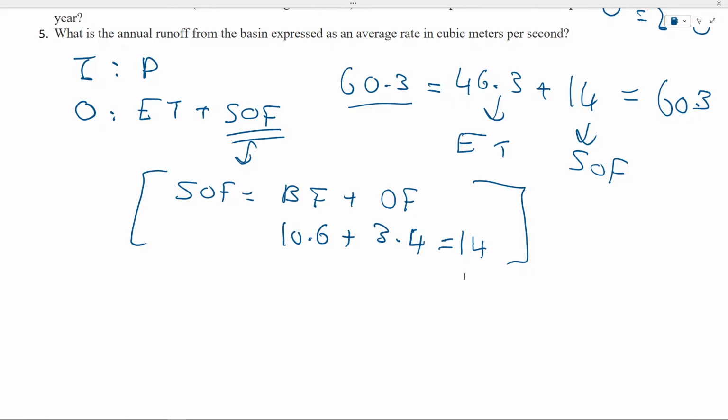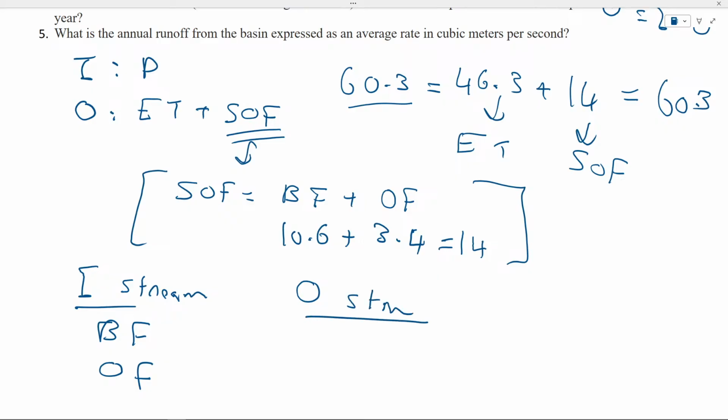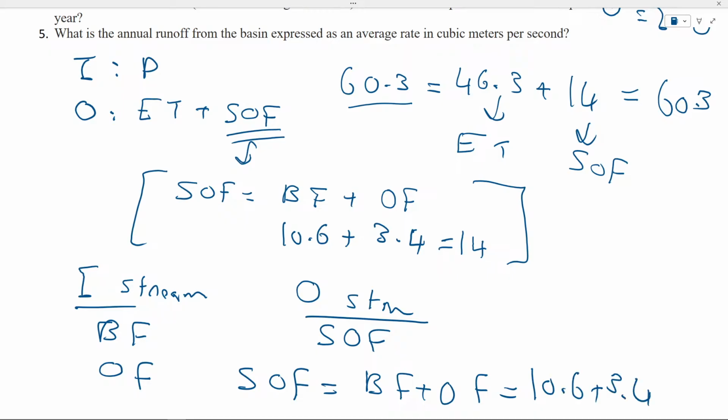The outflow to the stream: the input to the stream is the base flow and overland flow, and the output of the stream is the stream outflow. So can we prepare this water budget? Yes. We know stream outflow is equal to base flow plus overland flow. So that will be what we have here, 10.6 plus 3.4, that will be 14.